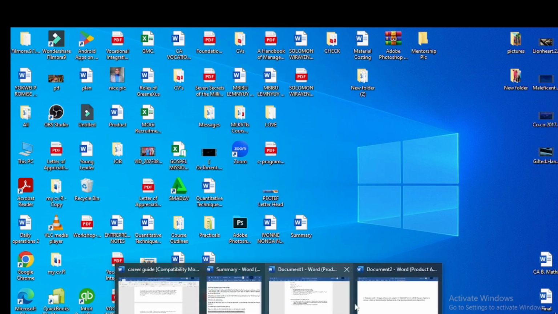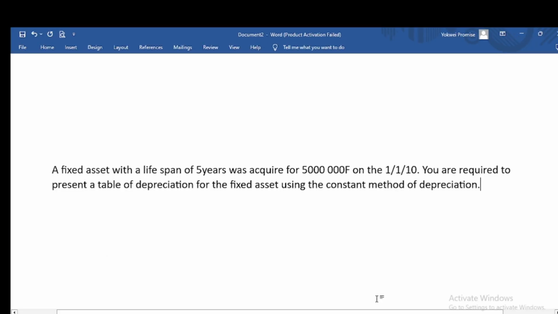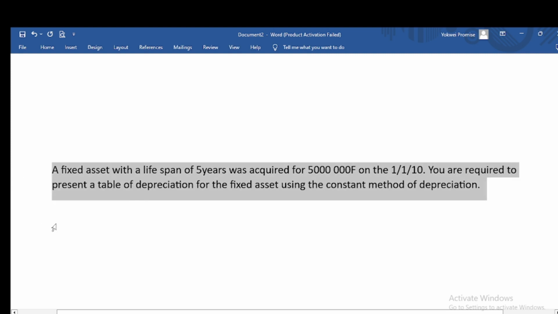Our exercise goes thus: a fixed asset with a lifespan of 5 years was acquired for 5 million on the 1st of January 2010. You are required to present a table of depreciation for the fixed asset using the constant method of depreciation. So this is the question. Take note of the question.